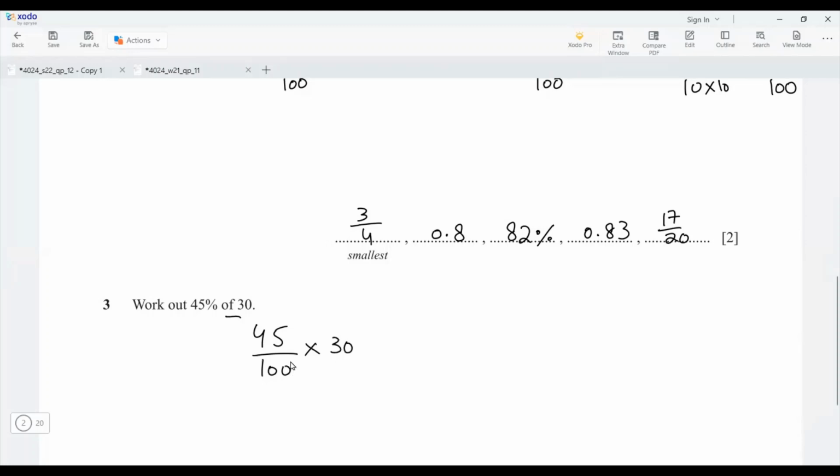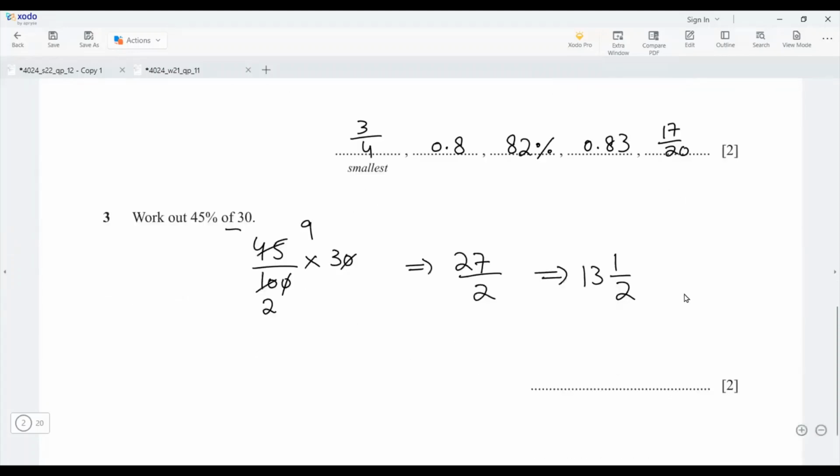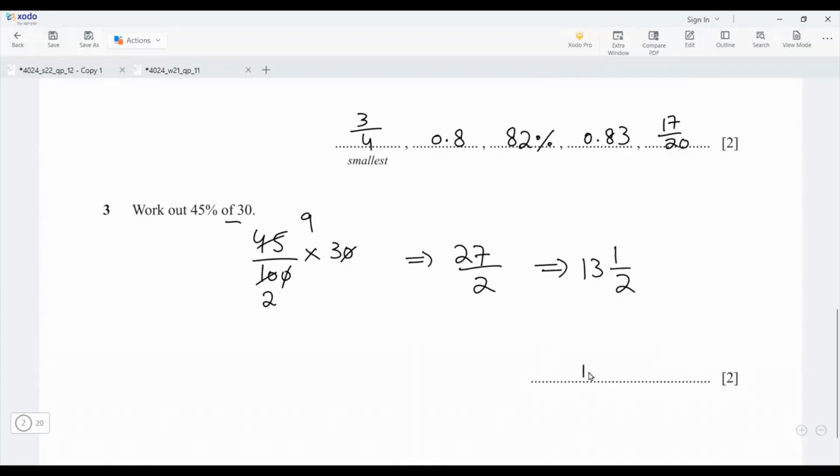Now simplify. 0 will be cut with 0, and similarly 5. 2 times is 10, and 5, 9 times is 45. So 9 times 3 is 27, and 27 divided by 3 is basically 13 whole 1 over 2, or we can say 13.5. Both are the same answers. We can write down 13 whole 1 over 2. So this is a simplified answer for question number 3. So I hope you understand this.